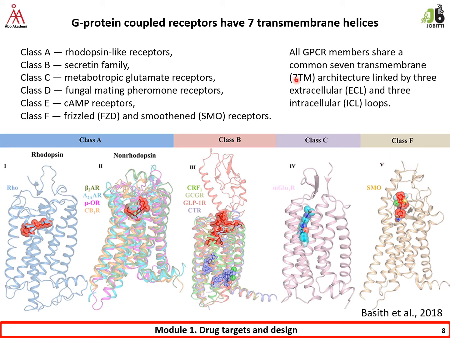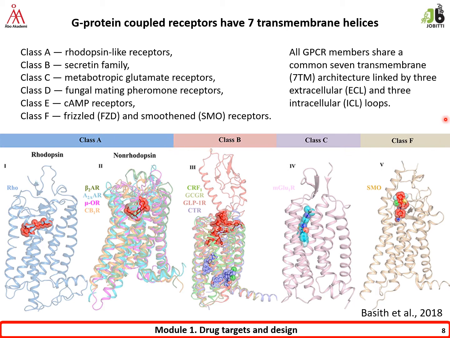GPCRs are categorized into 6 classes based on sequence and function, namely Class A, which comprises rhodopsin-like receptors, Class B, the secretin family, Class C, which includes metabotropic glutamate receptors, Class D, which comprises fungal mating pheromone receptors, Class E, which includes cAMP receptors, and Class F, which comprises frizzled and smoothened receptors.